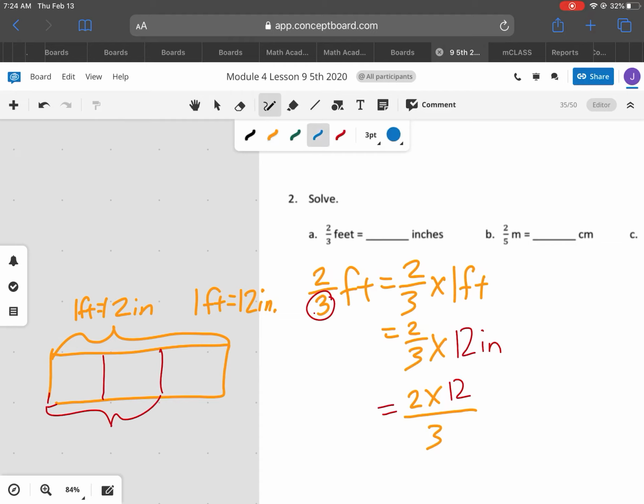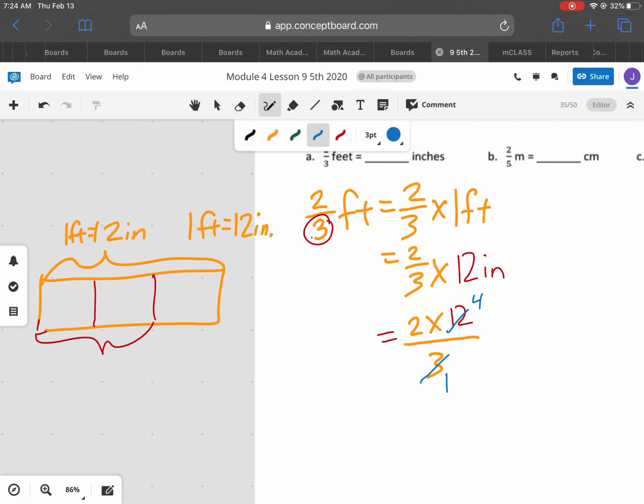Remember, we're not multiplying the denominator. Okay, now I know that 3 goes into 12 4 times. So now I have 8 ones. How did I get the 8? Well, 2 times 4 equals 8. Okay, so my answer is 8 inches.